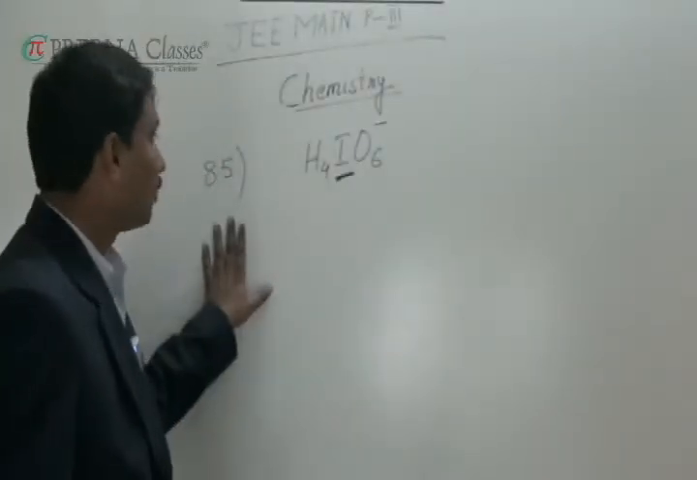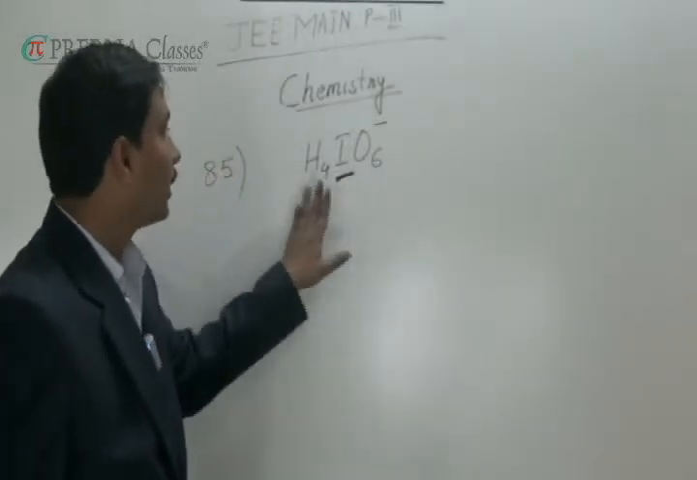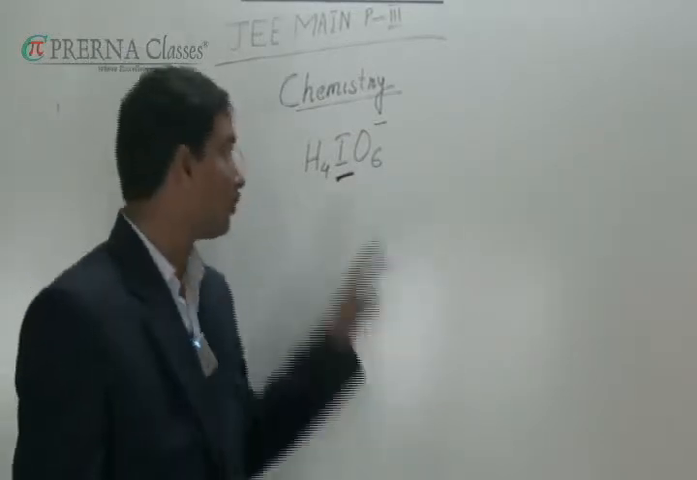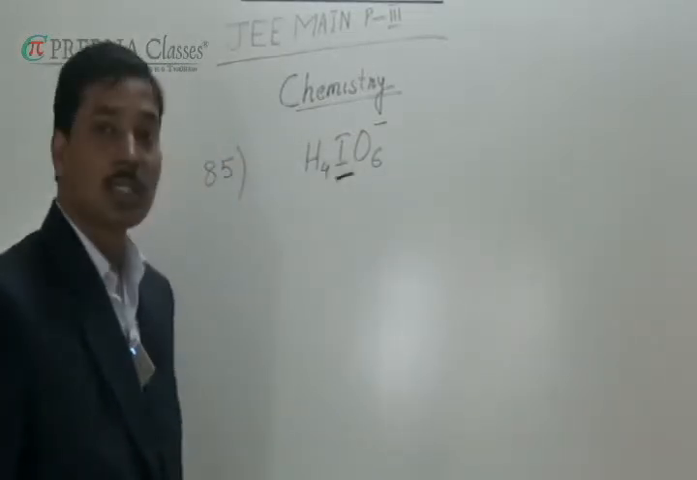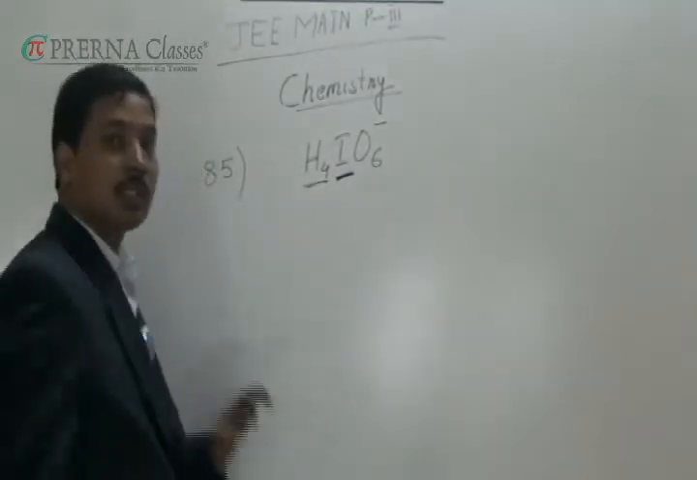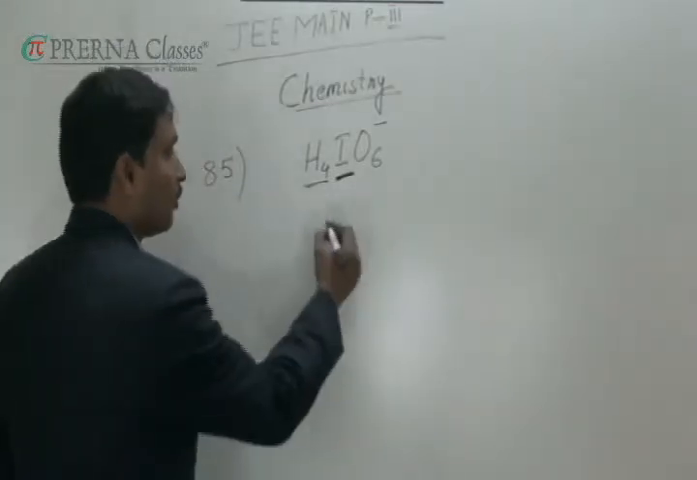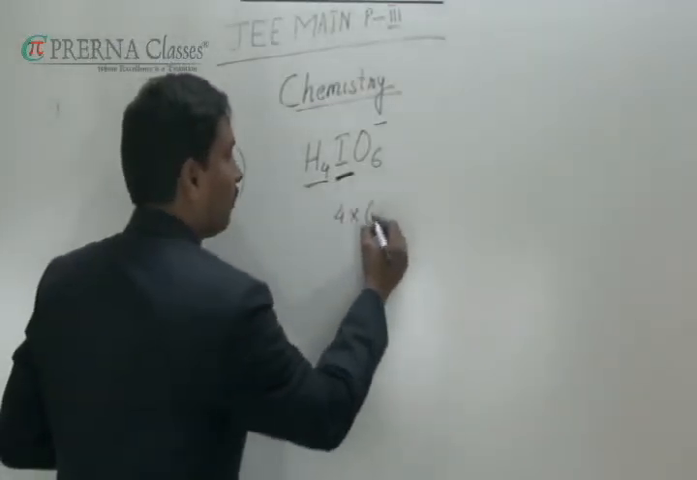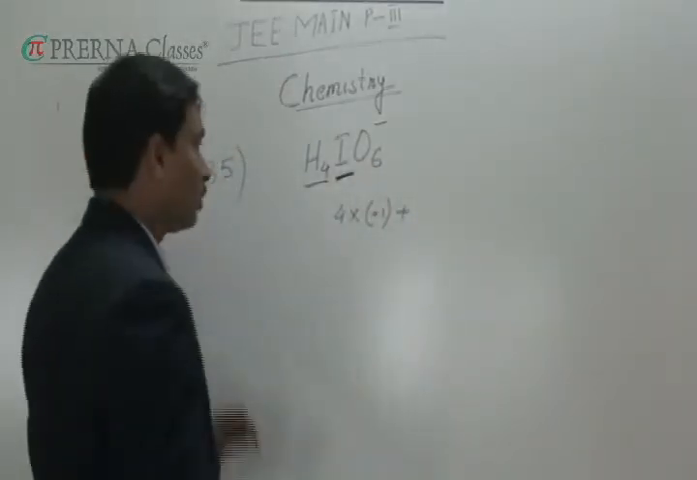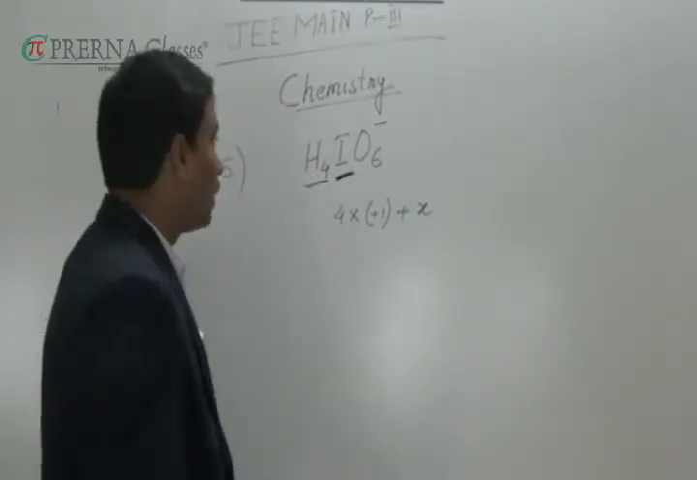Question number 85. We have to find the oxidation state of iodine in the compound H4IO6-. It is an ion, therefore we have to find the oxidation state of iodine. We know that the oxidation state of hydrogen here is +1 and oxygen is -2. So we can write 4 into +1. We have to find it for the iodine, so let us assume X is the oxidation state of the iodine.